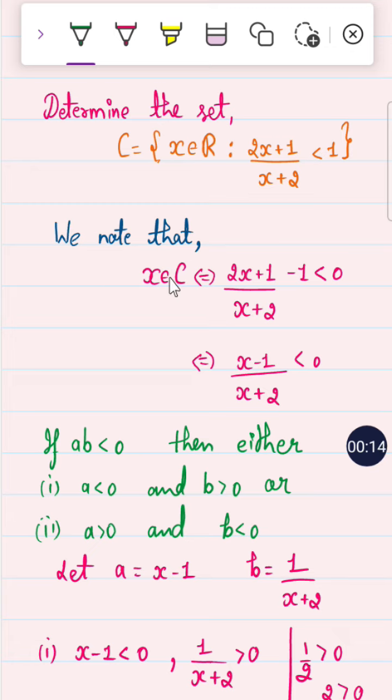Okay, so we note that x is in C, which implies that (2x + 1)/(x + 2) minus 1 is less than or equal to 0, right? After solving this, we have this.